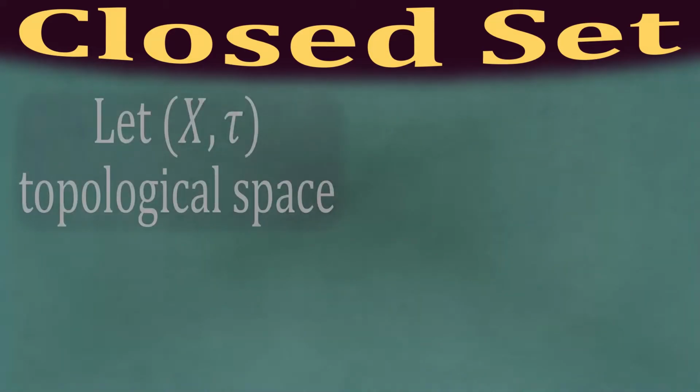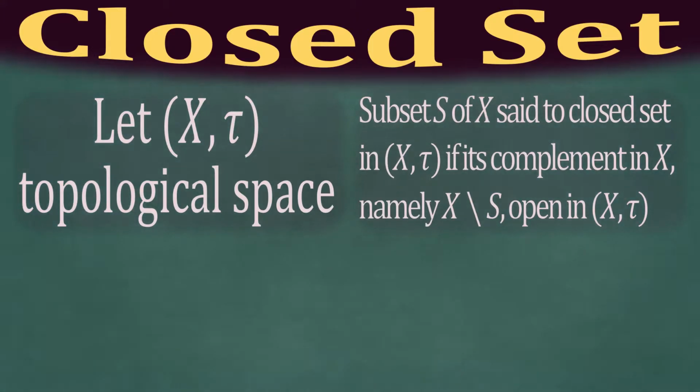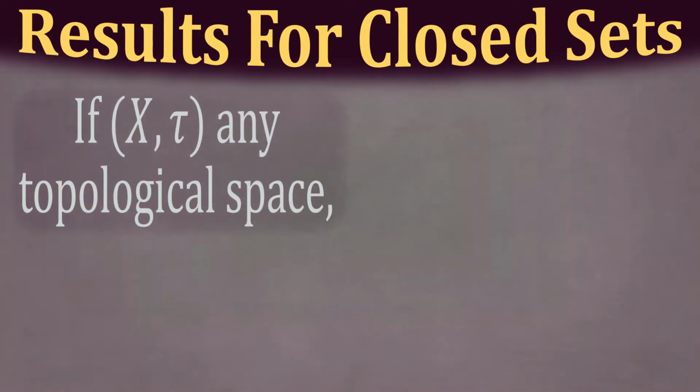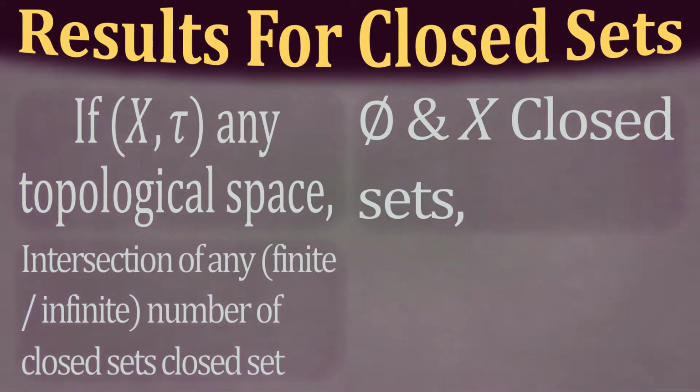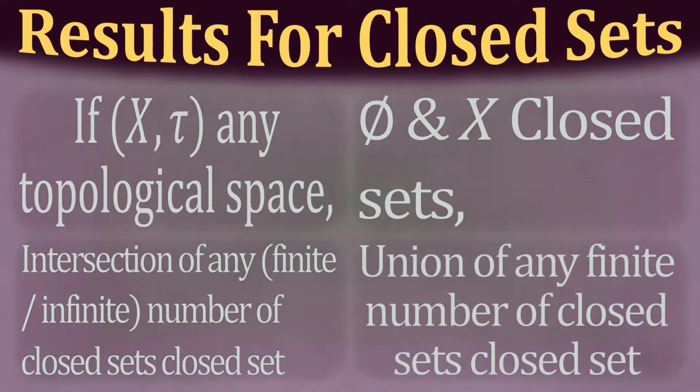Next, let's define a closed set. Let (X, T) be a topological space. A subset S of X is said to be closed in (X, T) if its complement in X, namely X without S, is open in (X, T). Then, let's discuss results for closed sets. If (X, T) is any topological space, then first, the empty set and X are closed sets. Second, the intersection of any finite or infinite number of closed sets is closed. And third, the union of any finite number of closed sets is a closed set.